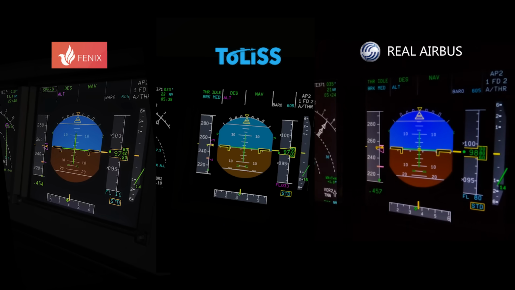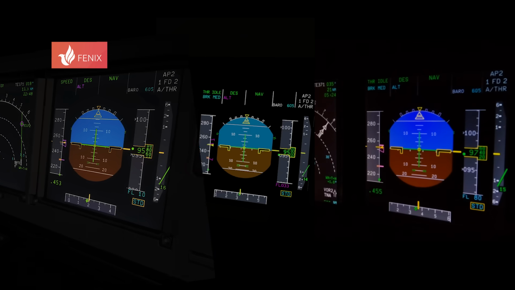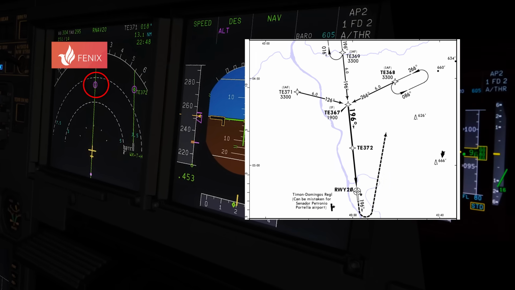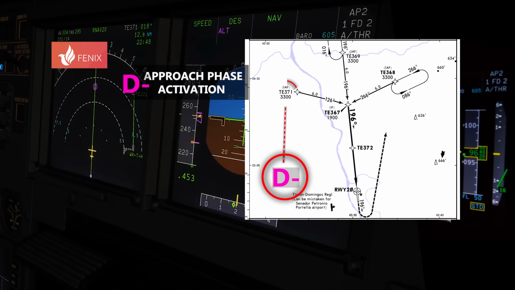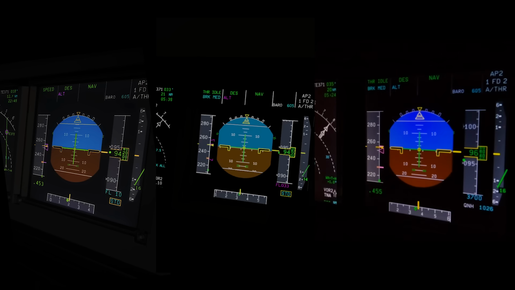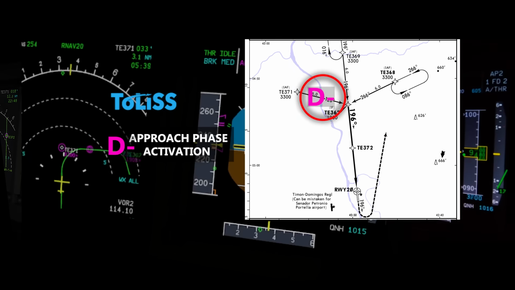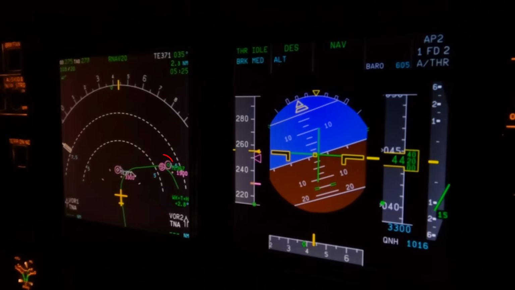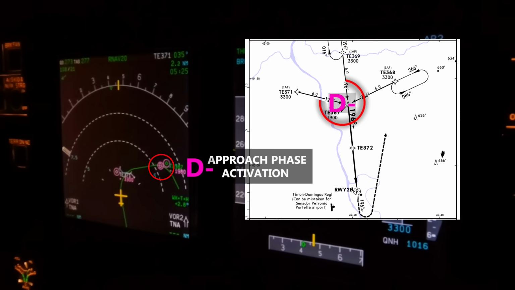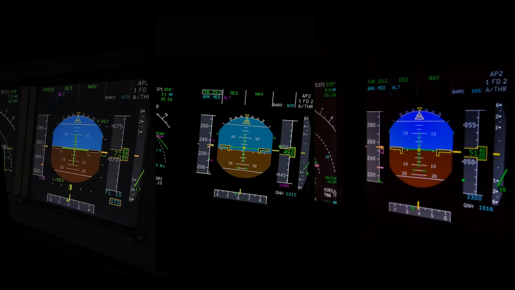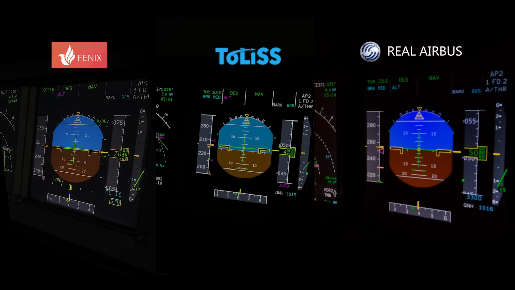The next critical phase is the activation of the approach phase. Notice that the approach phase on the Fenix is around 7 miles from the destination initial approach fix, and it's a completely different point in comparison with the TOLISS and the real aircraft. Now let's sync at the beginning of the procedure, on the initial approach fix.